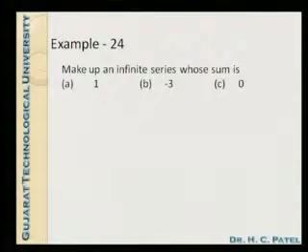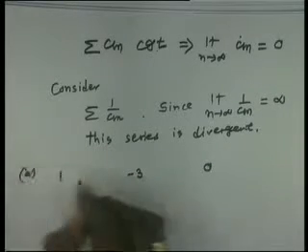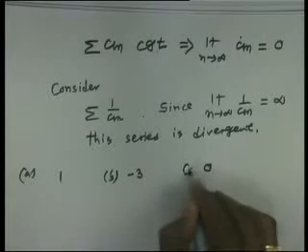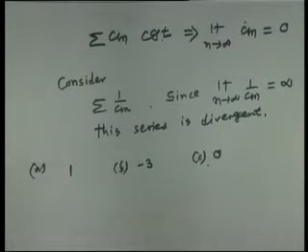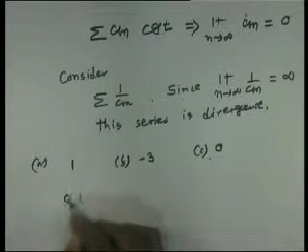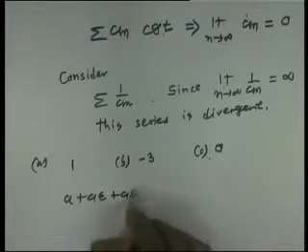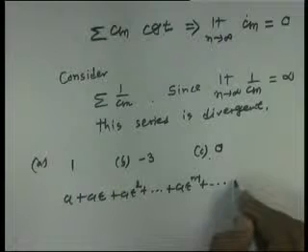So here we have one constructive example. Make up an infinite series whose sum is 1. So that we have to define. Actually we have to construct 3 series with sums 1, minus 3 and 0. These are 3 examples for us. So for 1, up to now we know the convergent geometric series a plus a r plus a r square and so on, plus a r raised to n minus 1 and so on.